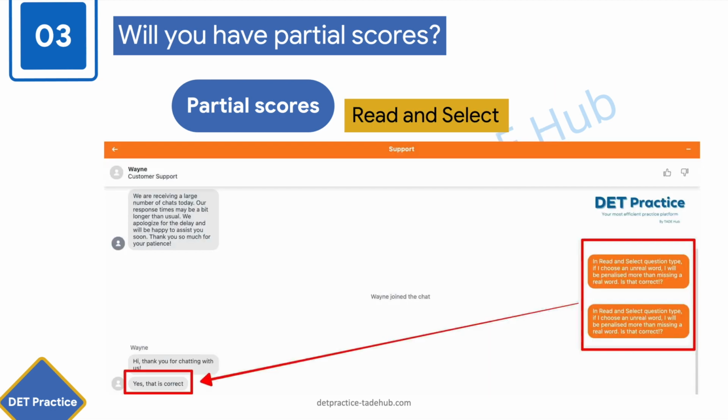Read and select is a bit different because in this one, if you pick an unreal word, you will be penalized more than for missing a real word. It means that we need to make sure we are confident in choosing the real word. With the new format of read and select, it is better for us to focus on each word at a time.